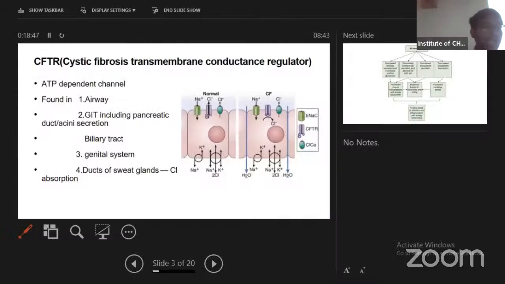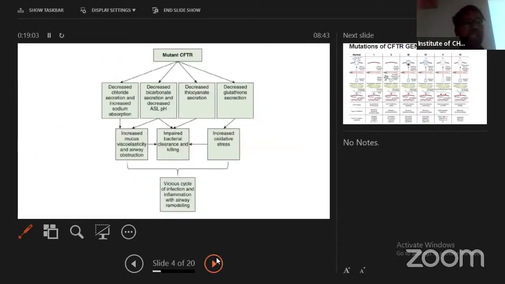Tract and genital system, the action of this CFTR gene is to secrete the chloride ion, but in the sweat gland, the main action is the absorption of the chloride ion from the sweat production. The mutation of this CFTR gene is the main problem in cystic fibrosis. The mutation causes the decreased secretion of chloride, bicarbonate, as well as thiocyanate and glutathione.